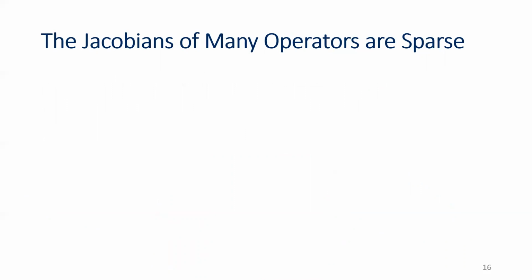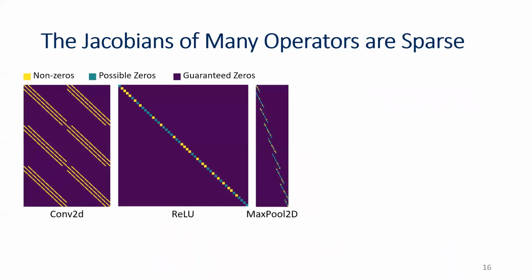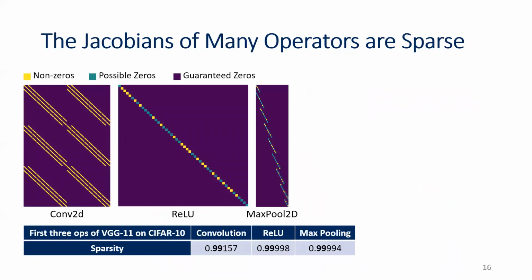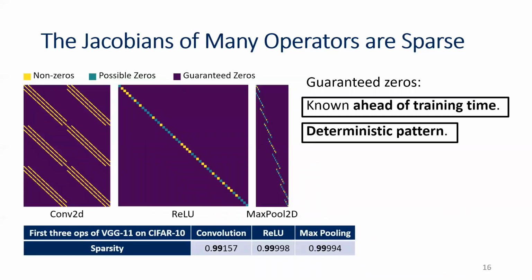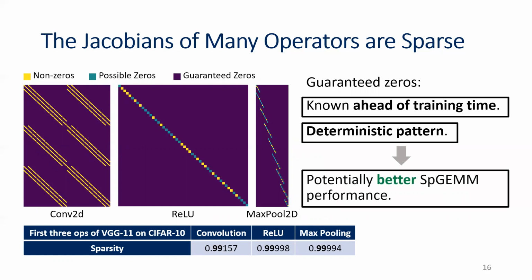Despite the popular belief, we observe that the Jacobians of many operators are very sparse. We can visualize the Jacobians for convolution, ReLU, and max pooling operators, where the yellow dots represent non-zero values and the others are zeros. As a concrete example, we list the sparsity of the first three operators of VGG11, and they are very sparse. More importantly, the purple dots are what we call guaranteed zeros, in the sense that their patterns are deterministic and their positions are known ahead of training time, and they come from the mathematical properties of the specific operators. In the case of ReLU, it is because ReLU is an element-wise operation. Therefore, such properties could be used for better sparse GEMM performance.